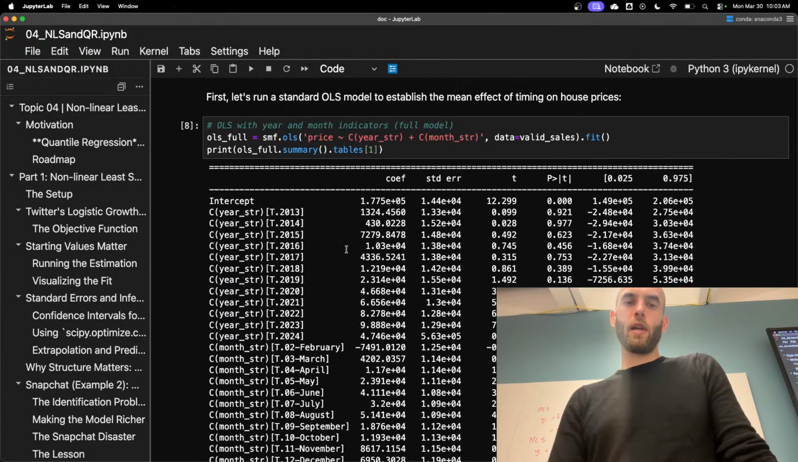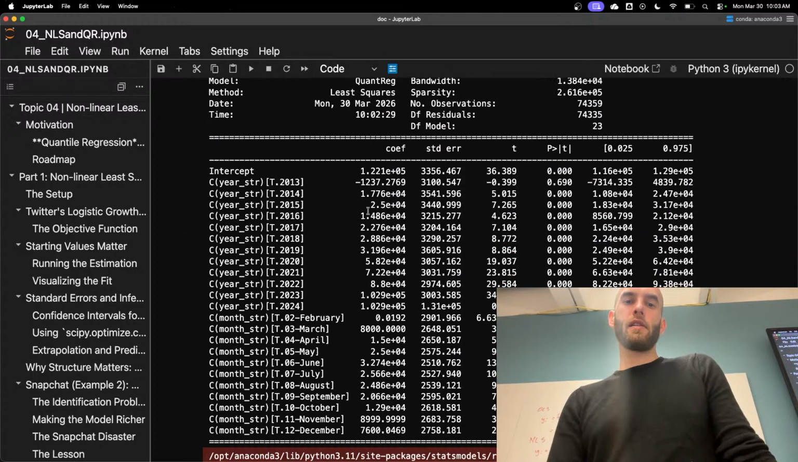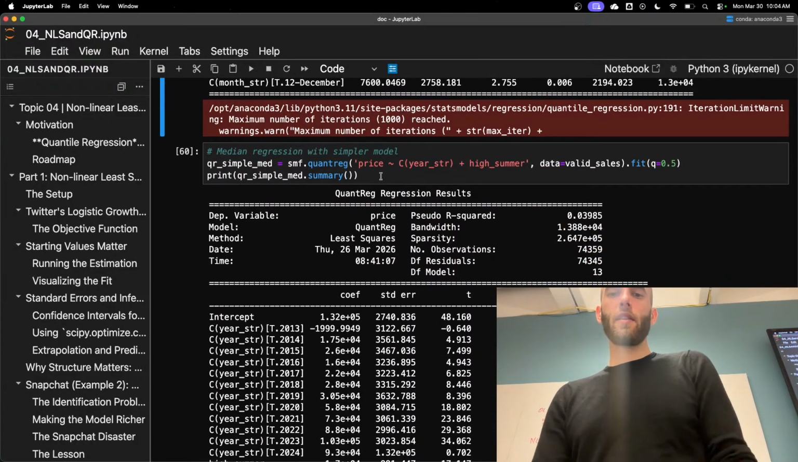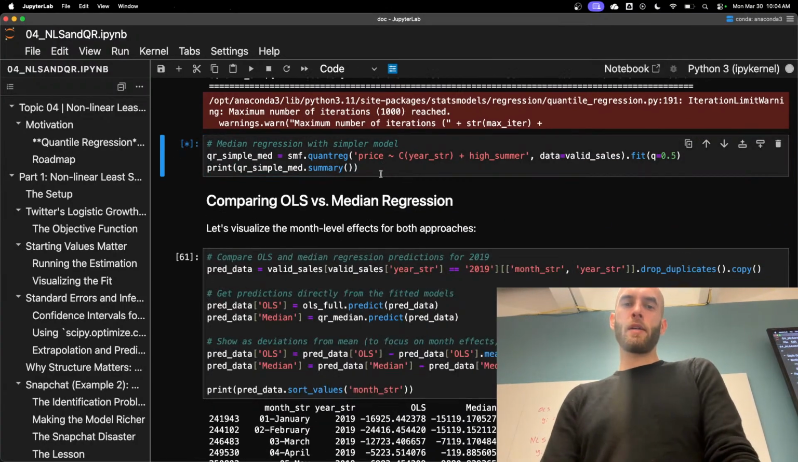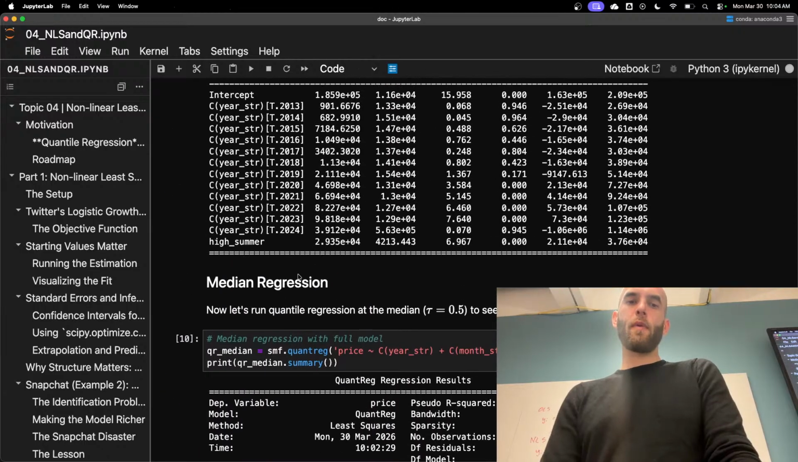So like a really, really big house sold for a very high value in 2013, which is moving the mean in a way that it's not moving the median. So this is large, and this is negative. You can go through these things. The next thing we'll do is just run the simpler model with the quantile regression. So just remember the high summer coefficient. This is roughly $30,000 extra.